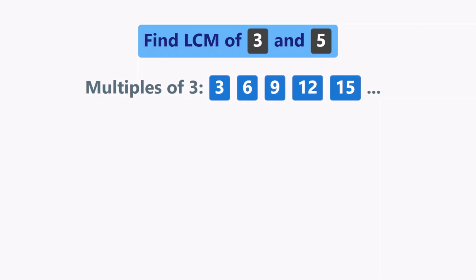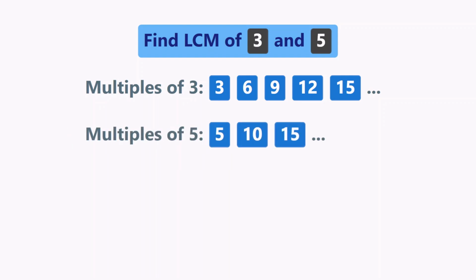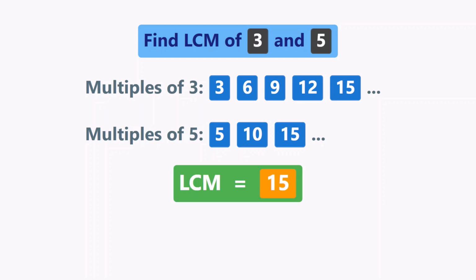Let's find the LCM of 3 and 5. This is a special case. First, the multiples of 3 are 3, 6, 9, 12, and 15. Next, the multiples of 5 are 5, 10, and 15. The smallest common multiple is 15. Since 3 and 5 are prime, their LCM is simply their product. 3 × 5 equals 15.